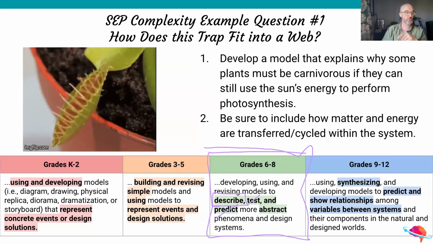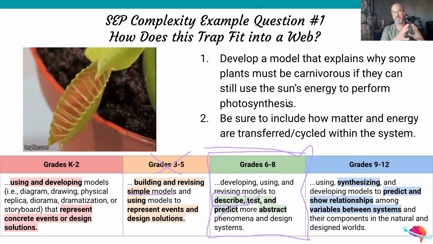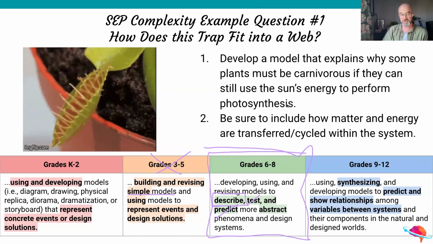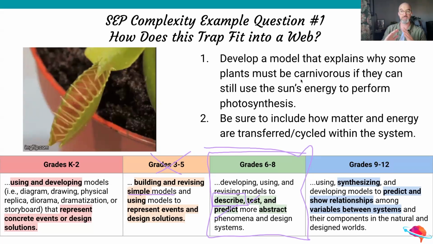The reason this is not 3-5 is that there we're looking at simple models, representing events and designing solutions. So this is a little bit more complex than a simple model. I understand that photosynthesis may be a really familiar subject to you. However, there is nothing simple about photosynthesis. And modeling also how this plant is carnivorous in addition to photosynthesis makes this an even more complex model than just saying sun energy, plant grow, other thing eat plant. So this is a little bit more complex because of that.